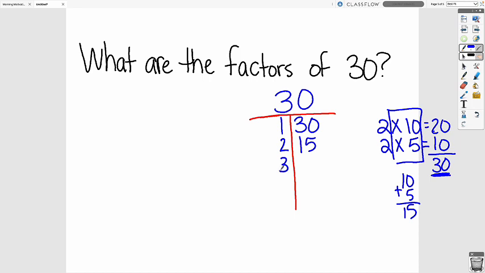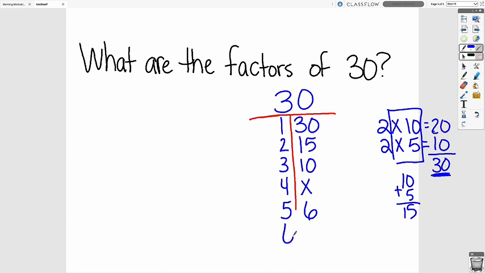Is there a 3 times something that equals 30? I know that 3 times 10 equals 30, so I will put the 10 on the right side of my chart. I'm going to go to 4. Is there a 4 times something that equals 30? So I know that nothing times 4 equals 30, so I put an X there. Is there a 5 times something that equals 30? I know that 5 times 6 equals 30.